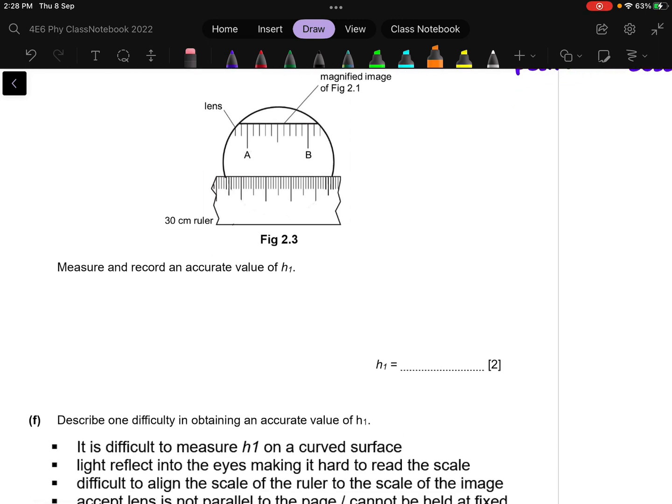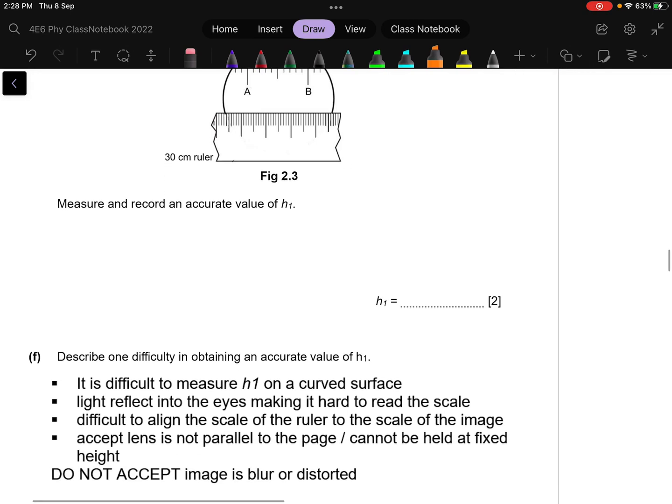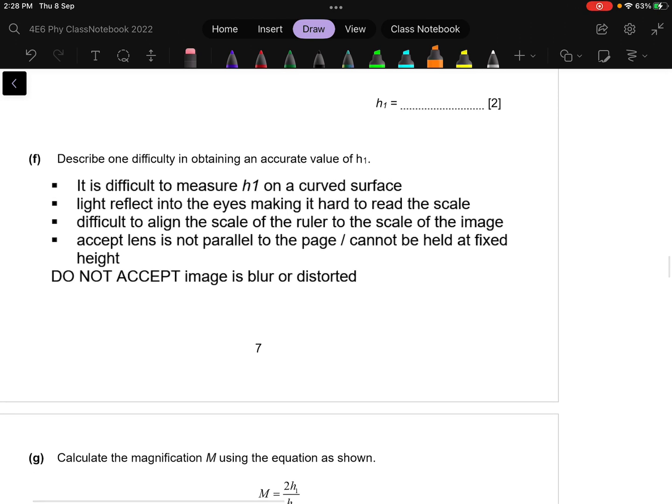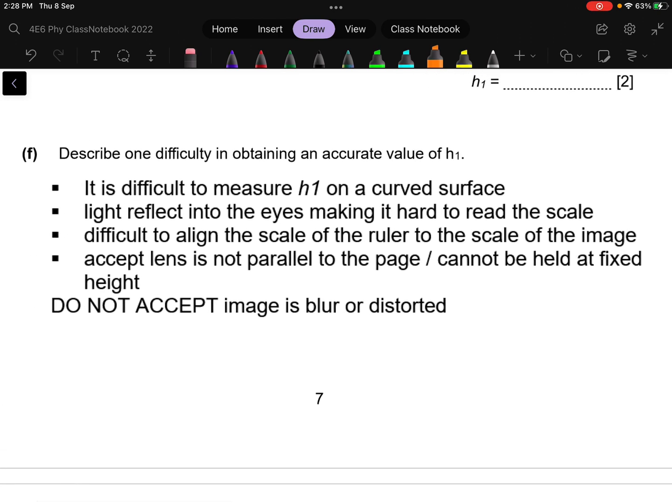For part E, H1, actually our magnifying glass is 3 times, so I accept a range between 2 to 4. There's no unit for the magnification. Then after that, the question asks you to describe one difficulty in getting H1. We accept a range of answers.